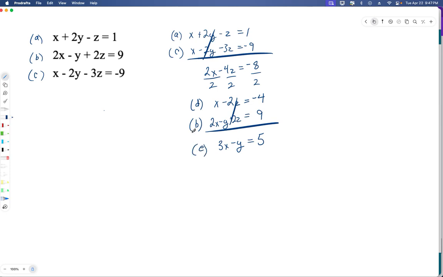All right, so let me rewrite D for us. Let's put D over here. That would be x minus 2z equals negative 4. E is 3x minus y is equal to 5. So I'm getting closer.